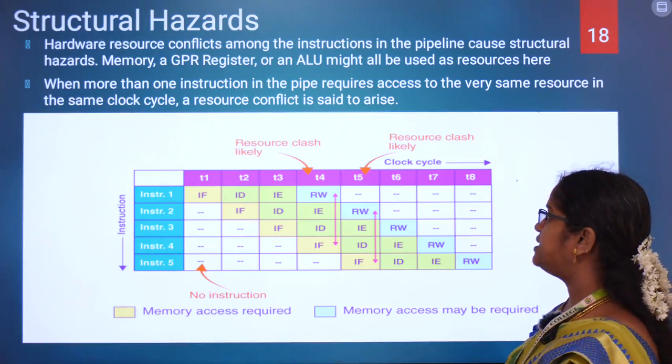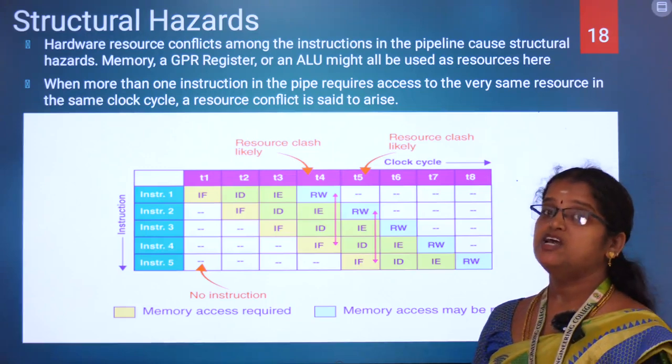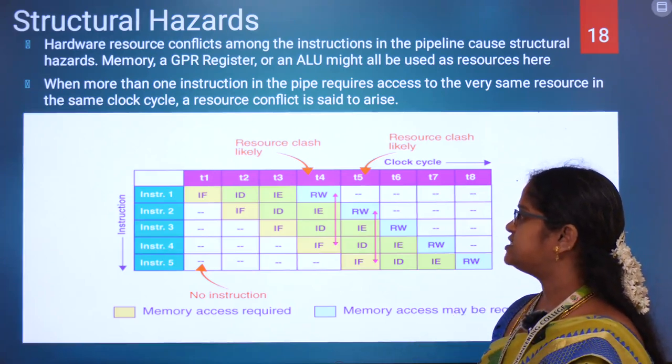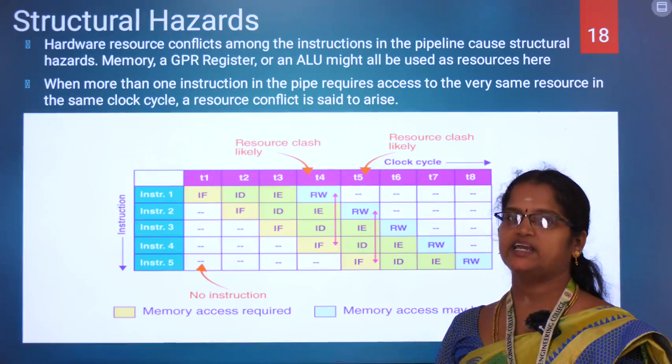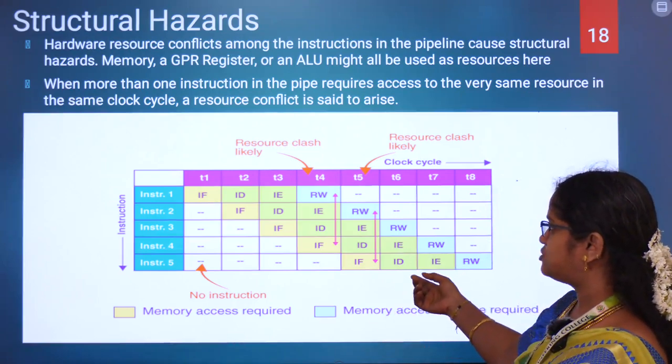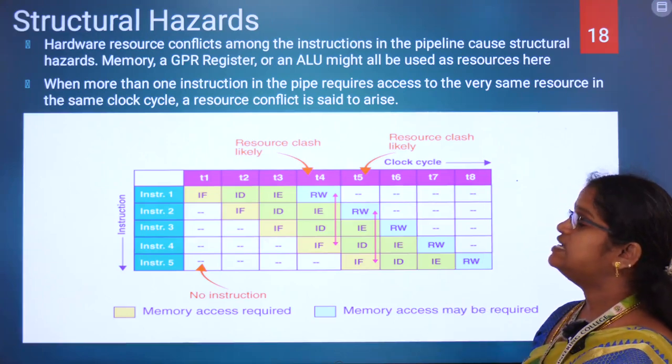So at the same time they are using that memory. So this time a conflict has to occur, because the first instruction and simultaneously the 4th instruction both need the memory. So at that time a structural hazard has to happen. So this is called a structural hazard.